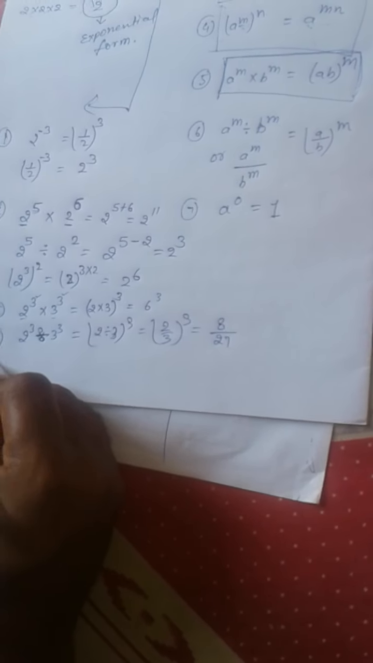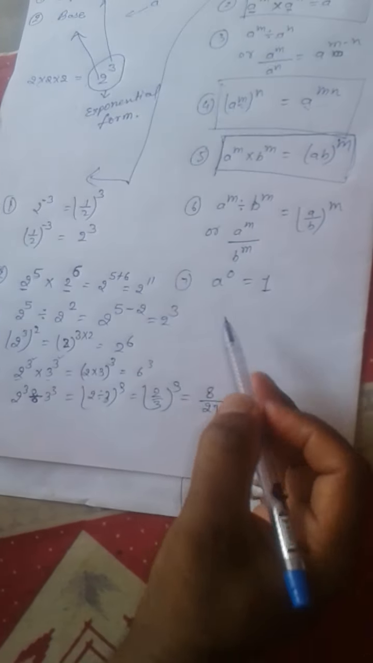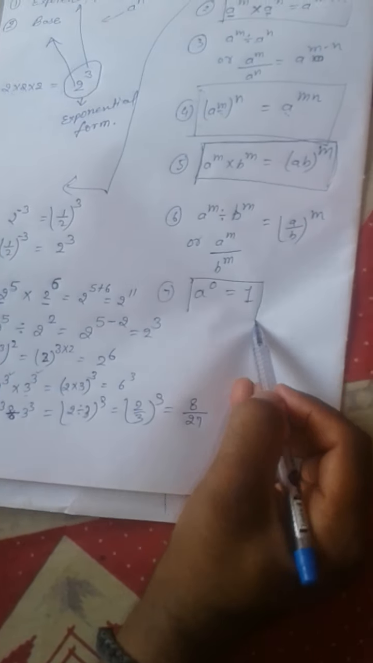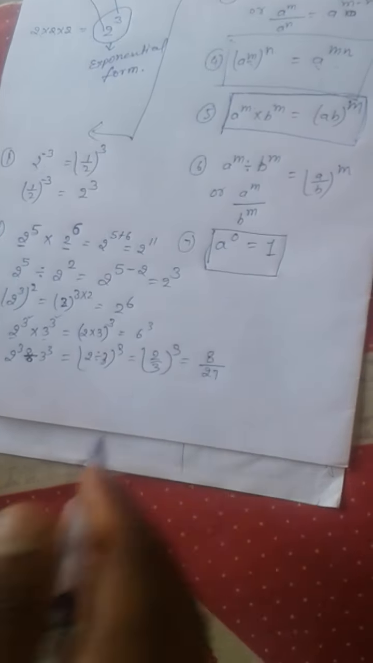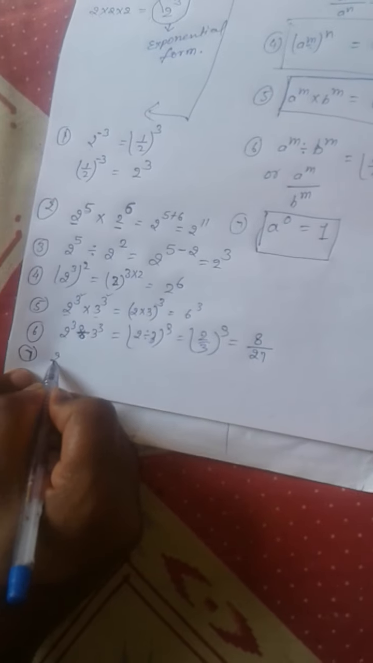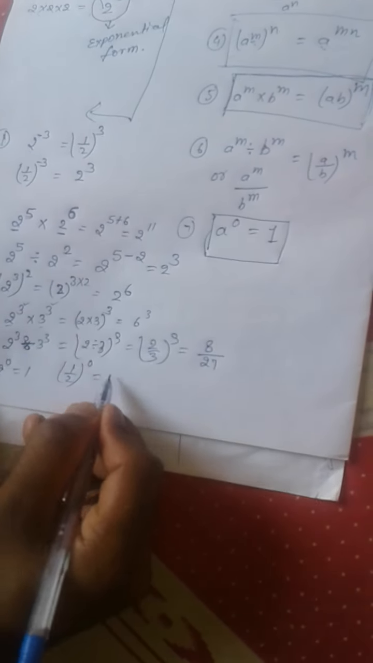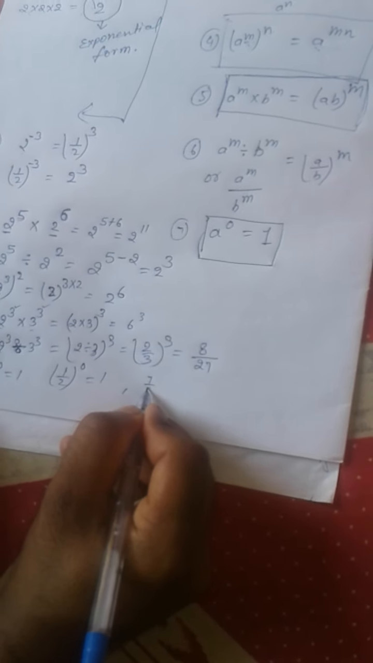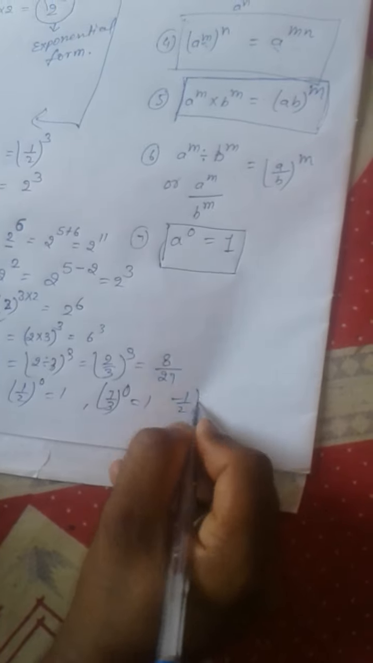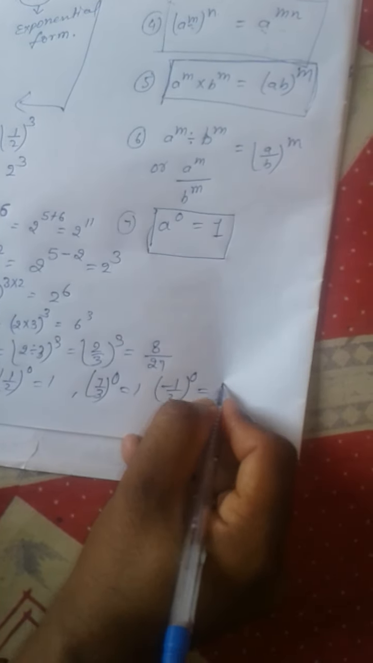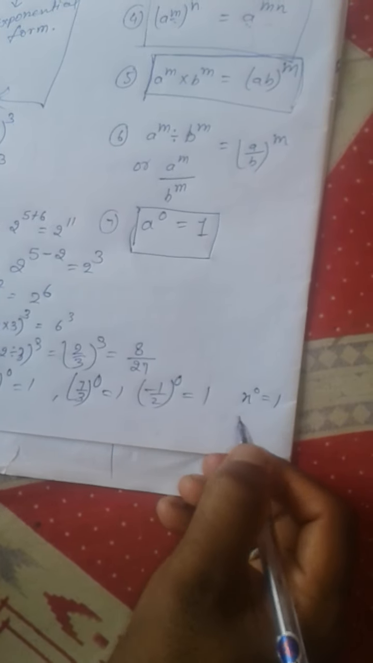And now the last one is the seventh one. Any number having power 0, that will be equals to 1. For example, 2 to the power 0 is 1. 1 by 2 to the power 0 is 1. 7 by 3 to the power 0 is 1. Minus 1 by 2 to the power 0, that is also 1. X to the power 0 is 1.